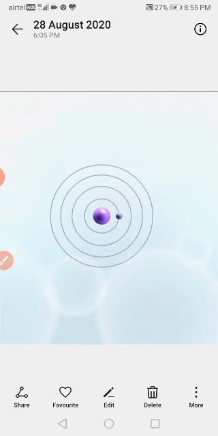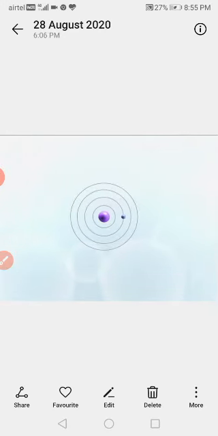Here what you need to understand is that the energy of this electron will be less as compared to the energy of this electron. As we are moving away from the nucleus, the energy increases. Okay, and this we have already discussed in the previous lecture.